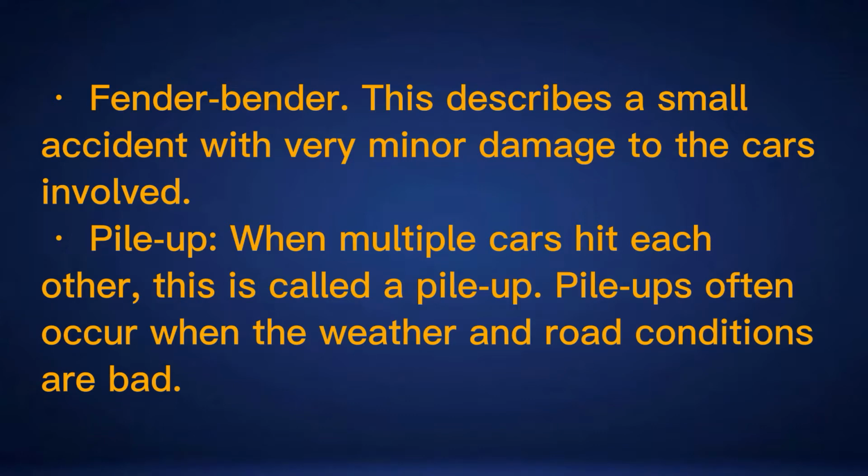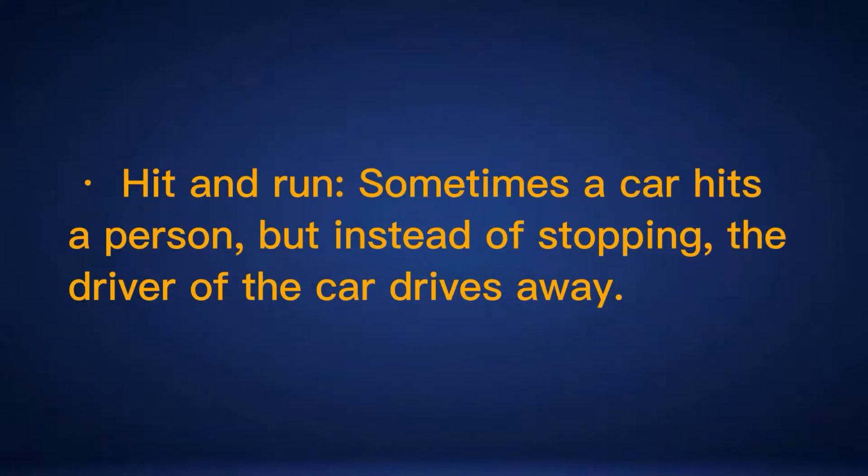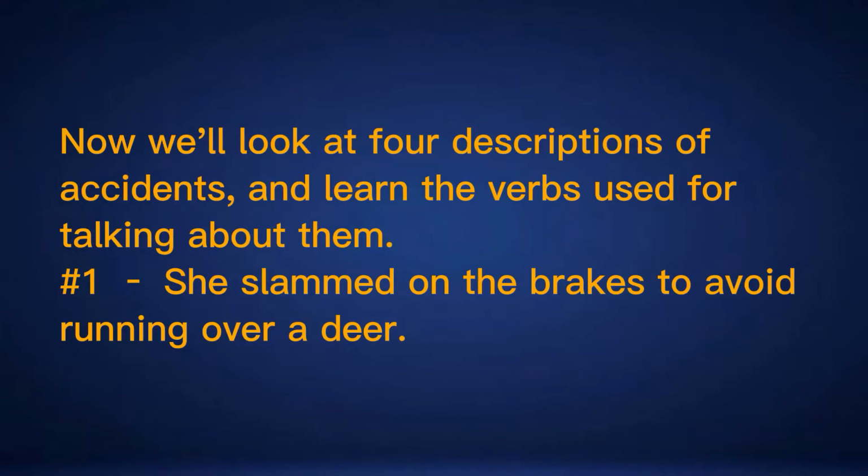Pile-up. When multiple cars hit each other, this is called a pile-up. Pile-ups often occur when the weather and road conditions are bad. Hit and run. Sometimes a car hits a person, but instead of stopping, the driver of the car drives away. Now we'll look at 4 descriptions of accidents and learn the verbs used for talking about them.